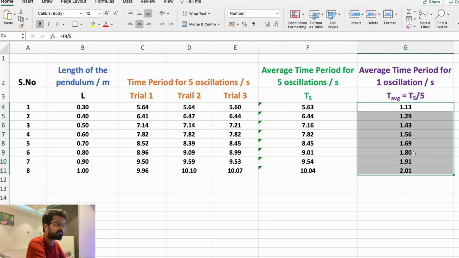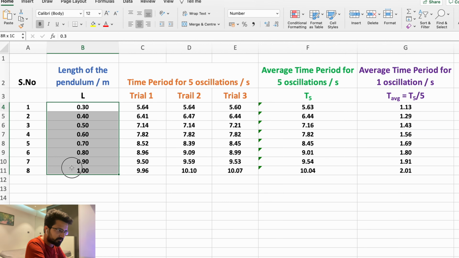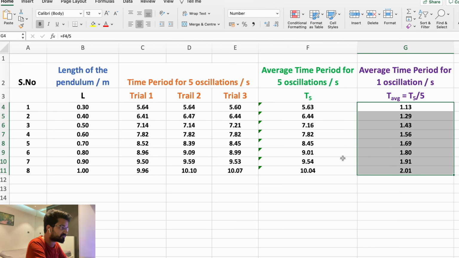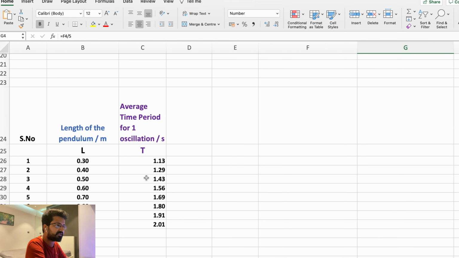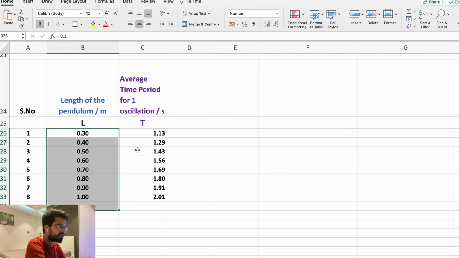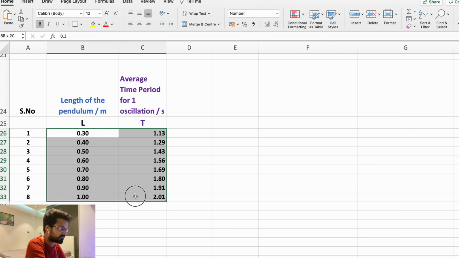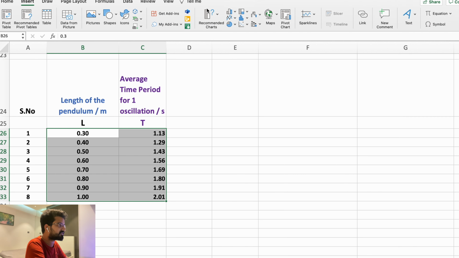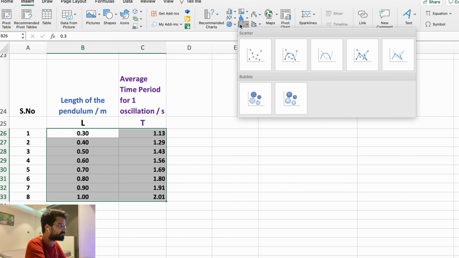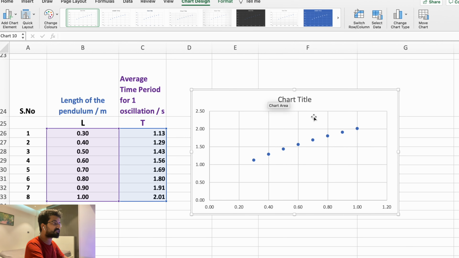So now we have to plot a graph between the length of the pendulum and the time period for one oscillation. So we'll make another table, a simple table which only includes the length of the pendulum and the time period for one oscillation. So let's plot the graph. For that, we just need to select the data table and click on Insert, Chart, Scatter Plot. Yes, so that's the graph that we have got.